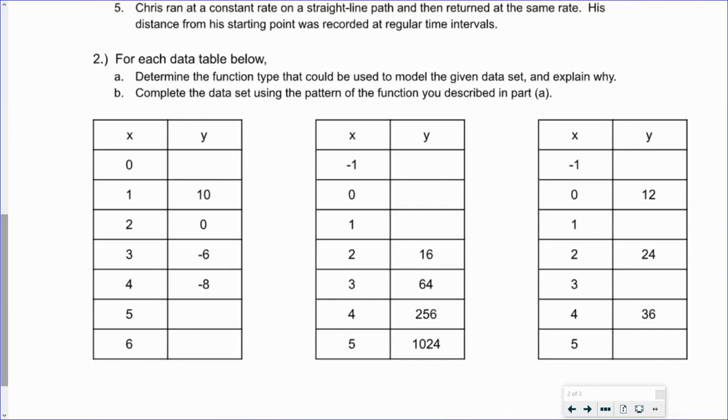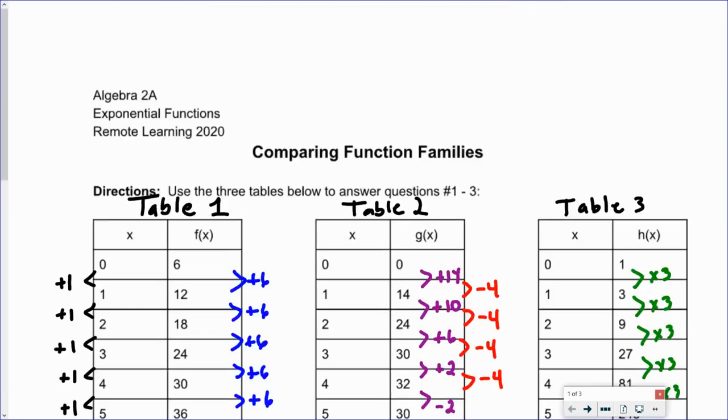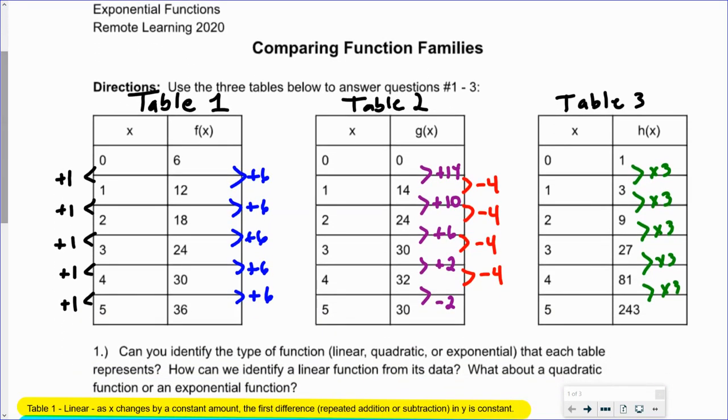For problem number 2, you're going to have to either work backwards or forwards by following a pattern to fill in the rest of these tables. So I'm going to give you a hint on how to do that using table 1, table 2, and also table 3.